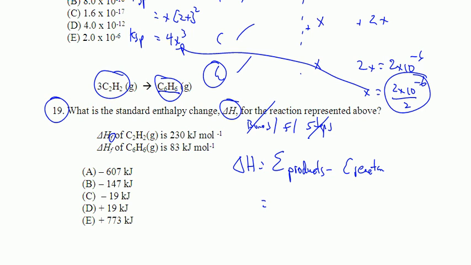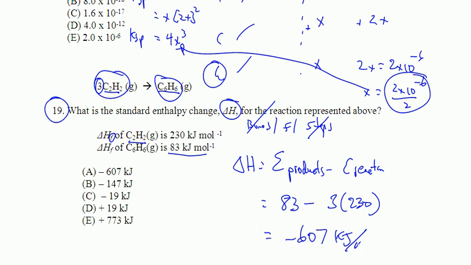So my product is C6H6, 83 kilojoules per mole. My reactant is C2H2. There are 3 of them, 3 times 230, and this is going to be equal to an exothermic reaction of negative 607 kilojoules per mole. I'm not sure why they didn't put moles in the unit here, but anyway, the answer is A. Distractor would have been B if you forgot that.